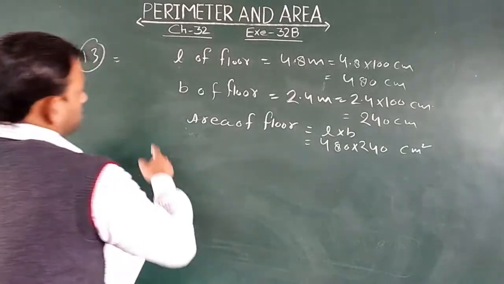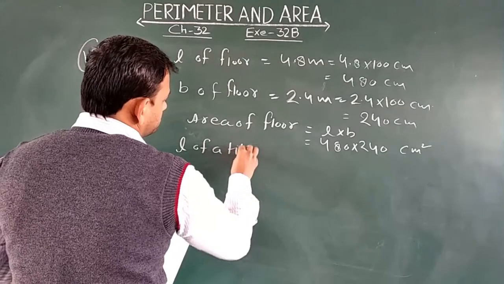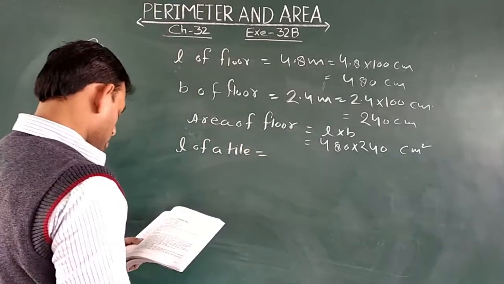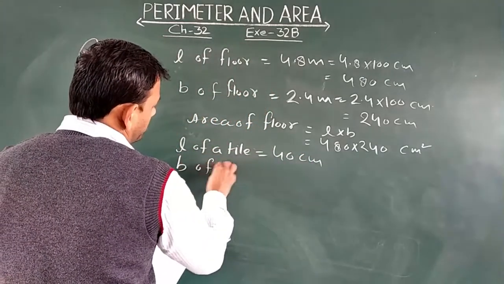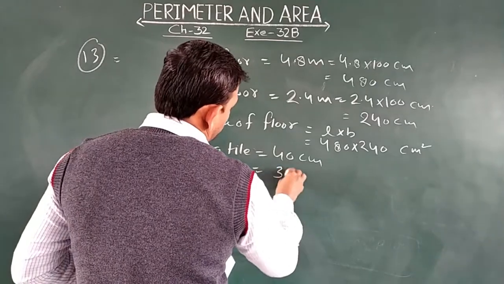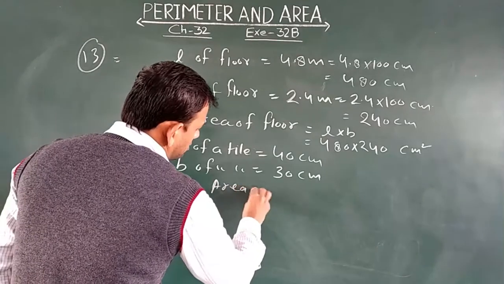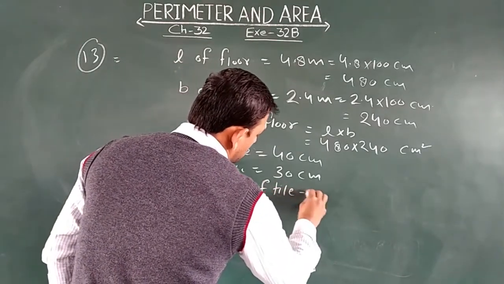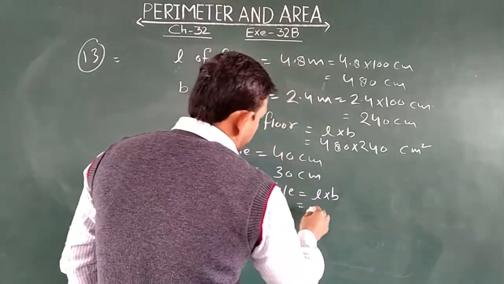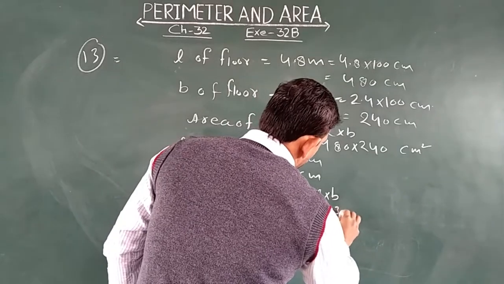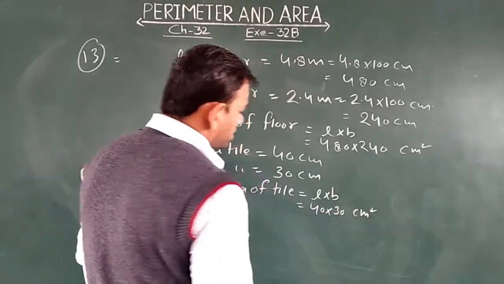Okay, now after that we will write the length of a tile. It is given 40 centimeter and the breadth B of a tile is given 30 centimeter. So the area of tiles will be L into B again, and L into B means 40 into 30. You may write centimeter square.